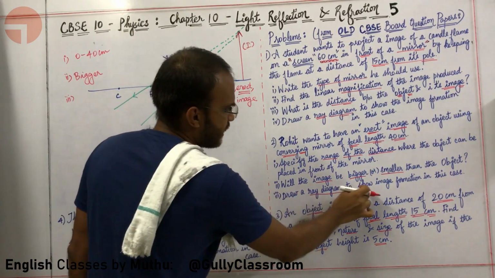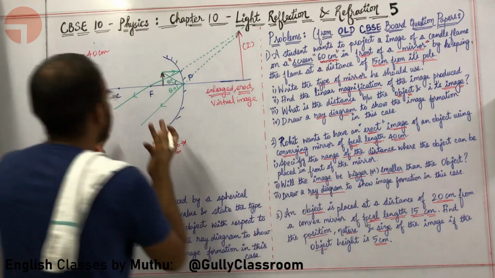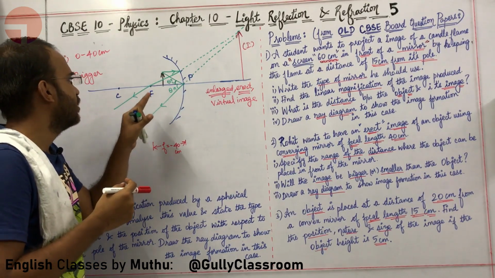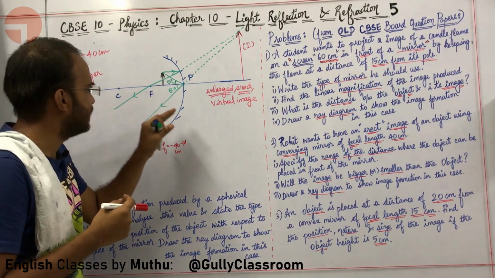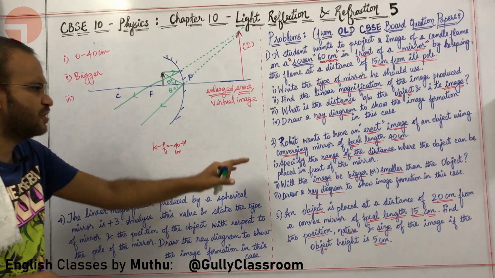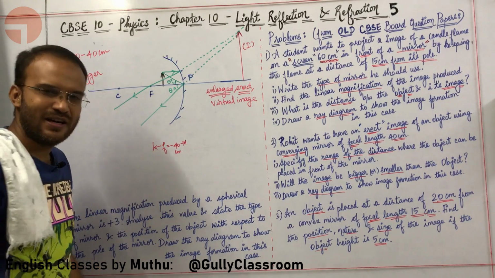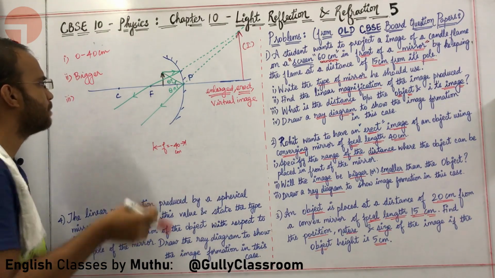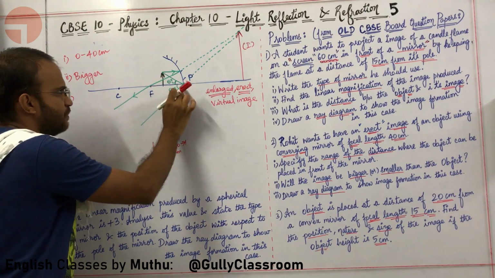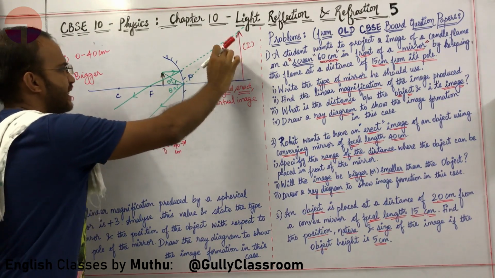Draw a ray diagram to show the image formation in this case. Obviously this is the ray diagram. Sir, recall all the different types of images and positions with respect to a concave mirror. Absolutely. If your object is in between F and P, you are getting an enlarged, erect, virtual image.